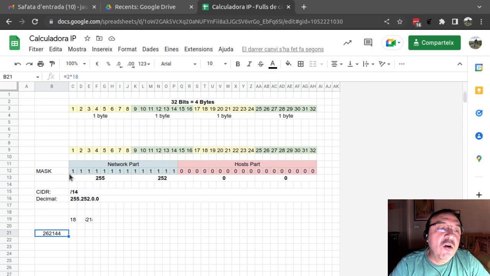So that's the meaning of the network mask, just defining the size of a network, putting ones in the bits that are part of the network and putting zeros in the bits that are part of the host.